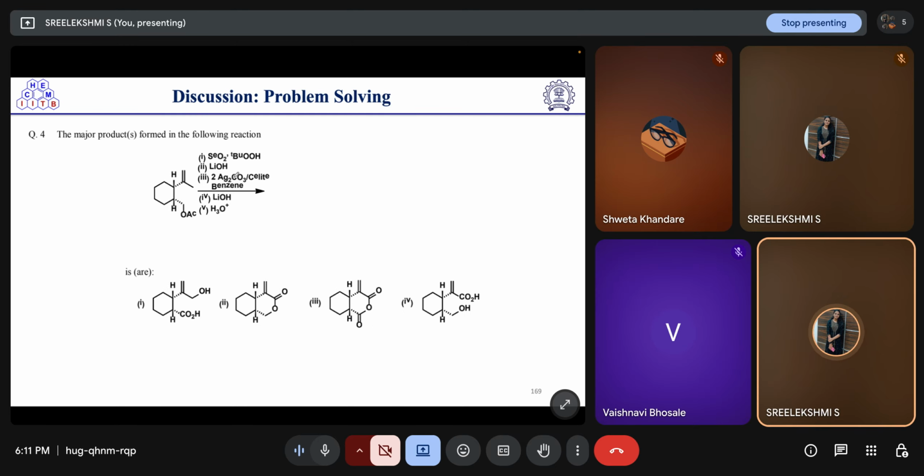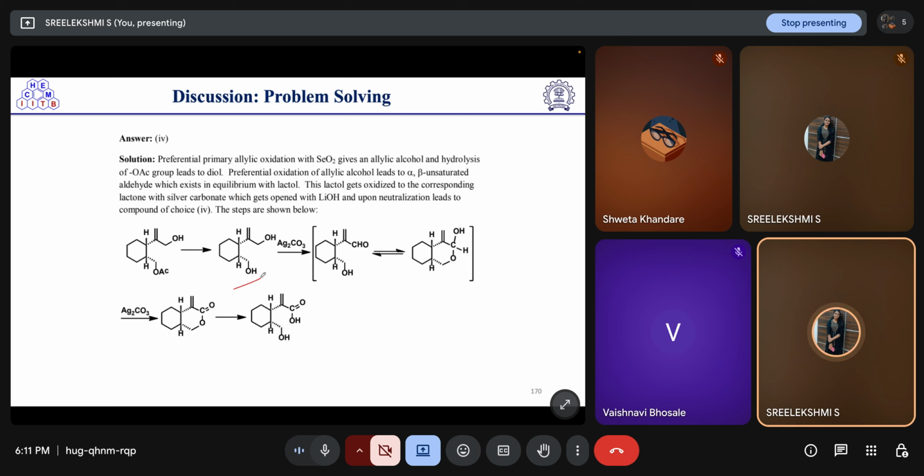So in the first step with SeO2 and tertiary butanol, allylic oxidation will take place. Allylic oxidation means at this position a hydroxyl group will come. That is happening in the first step. Then in the second step, lithium hydroxide will hydrolyze this ester and convert it into the corresponding hydroxyl group. So here also OH, here also OH. That will be happening in these first two steps. So that is this product.